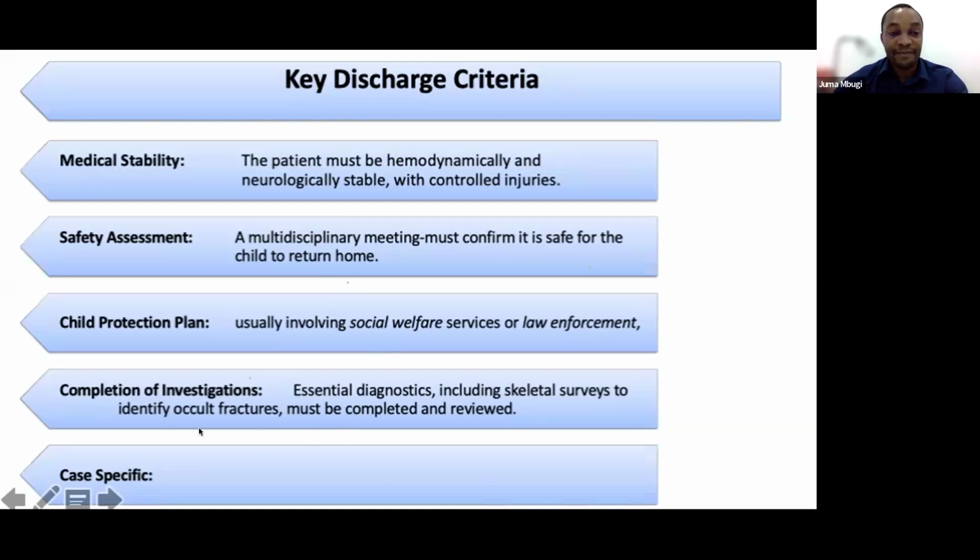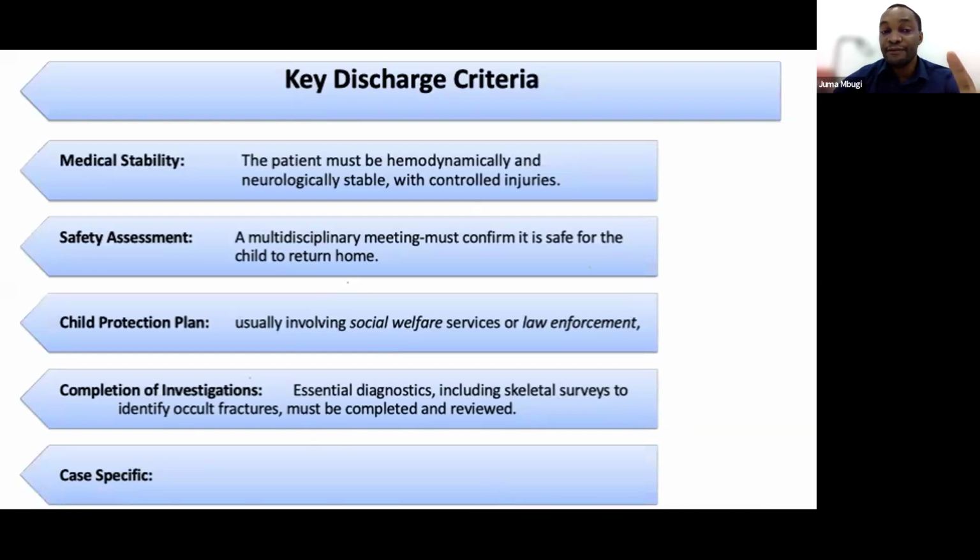And do not discharge the patient if you have not completed all the required investigations, including skeletal surveys to identify occult fractures. So you finish your investigations first, and then you discharge your patient if other criteria are met.